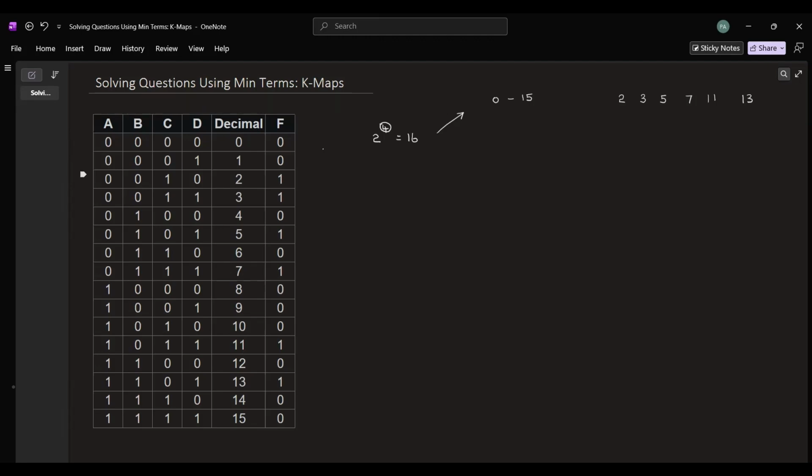If you look at this, 2 corresponds to output 1, 3 corresponds to output 1, 5 corresponds to output 1, 7 corresponds to output 1, and 11 and 13. So there are only 6 inputs that produce 1 as output. This is what we have in our hands.